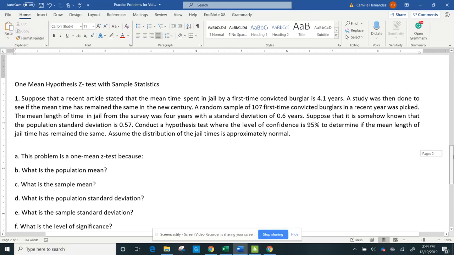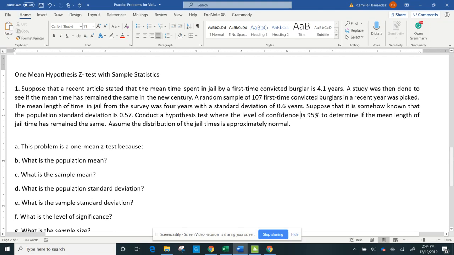So now let's do another example for one mean hypothesis z-test with sample statistics. Suppose that a recent article stated that the mean time spent in jail by first-time convicted burglars is 4.1 years. A study was then done to see if the mean time had remained the same in the new century. A random sample of 107 first-time convicted burglars in a recent year was picked.